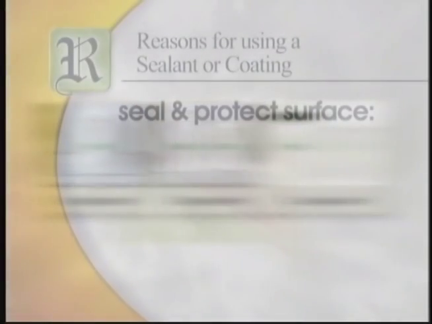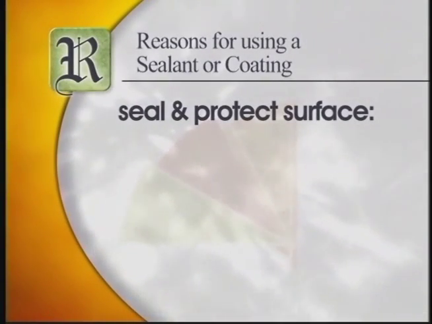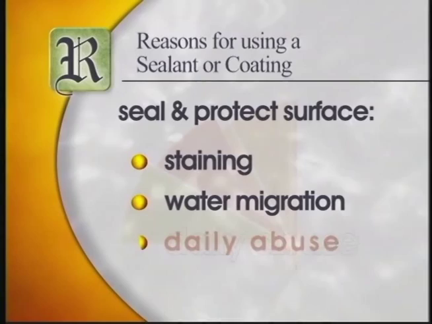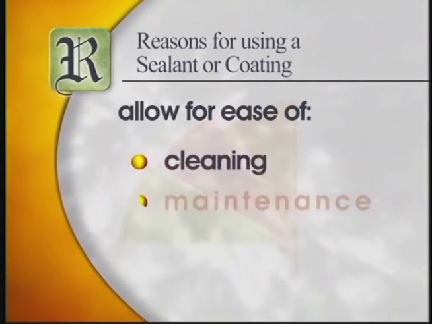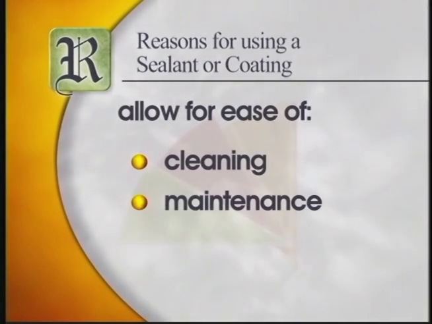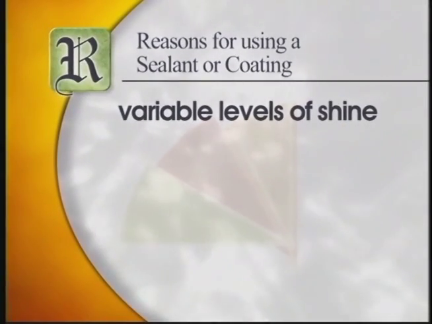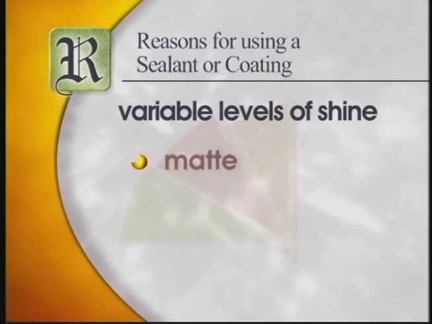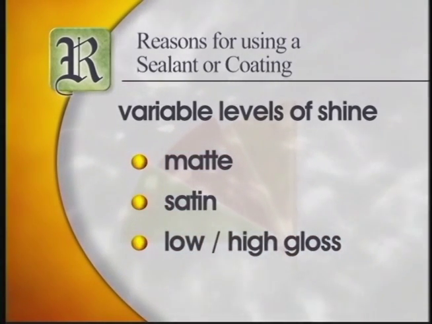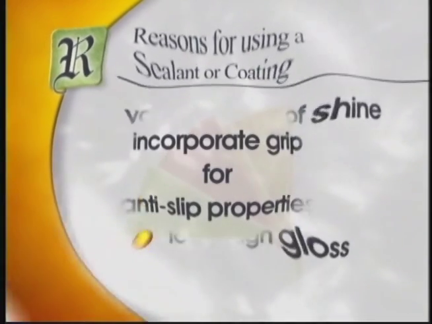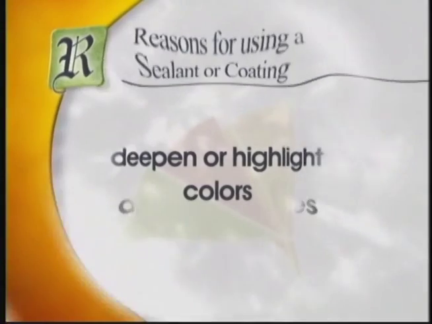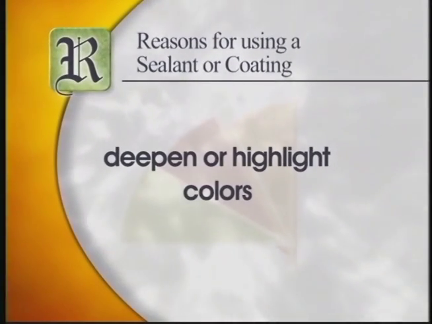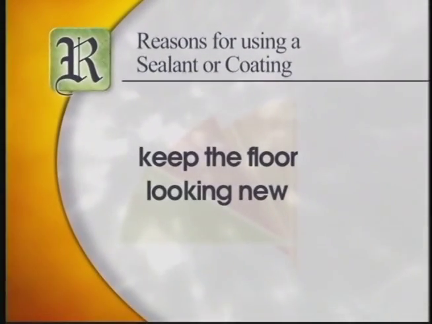Reasons for using a sealant or coating are to seal and protect the surface from staining, water migration, and daily abuse. Allow for ease of cleaning and maintenance. Give variable levels of shine as required: matte, satin, low, or high gloss. Incorporate grip for anti-slip properties. Deepen or highlight colors. Keep the floor looking like new.